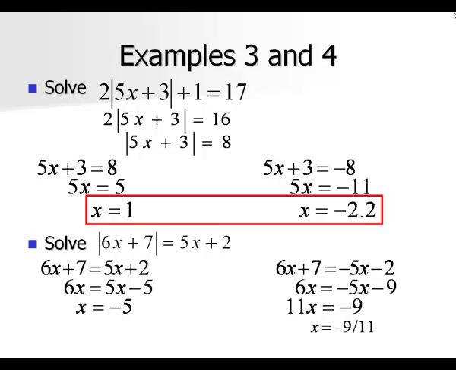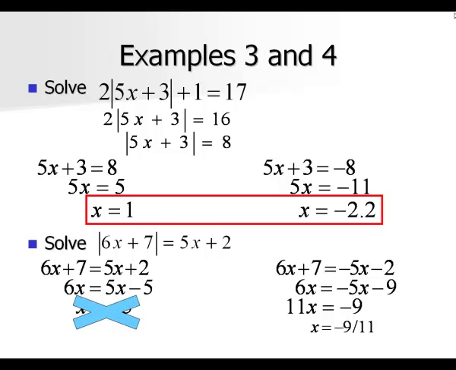Now check your answers to make sure they work. When you plug back in negative 5, we get a negative number on the left side of the equation, which the absolute value of that turns positive. But on the right side of the equation, you keep the negative number, and therefore the positive doesn't equal the negative. So negative 5 does not work when you plug it back in.